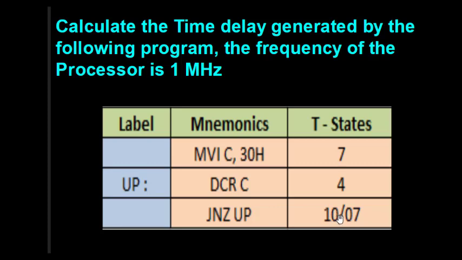Here 2 T state values are given because when the zero flag is reset, it will jump back up to this point. For that case, the T states are 10, and when there is no jump, we have 7 T states. So this is how. Now what is the meaning of a T state? We have already done that in the previous lecture. We have seen that a particular instruction consists of a few T states.